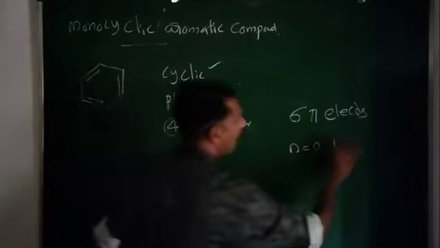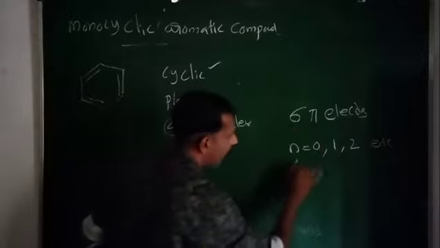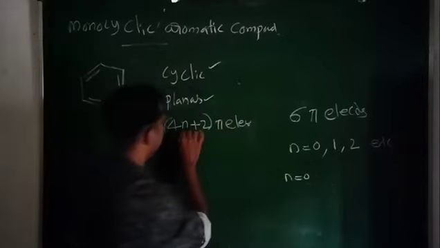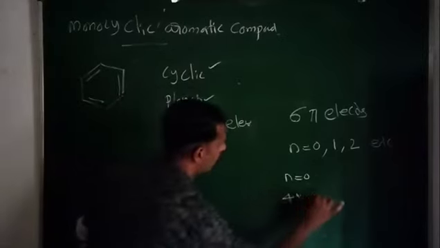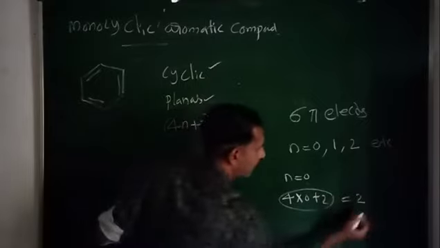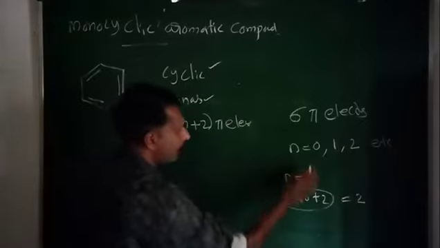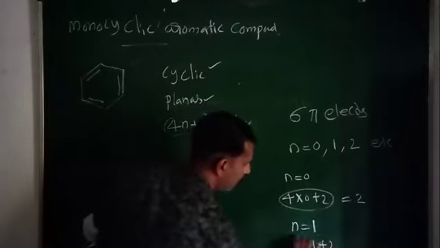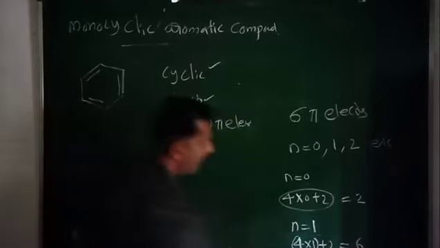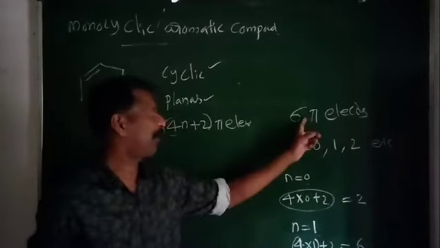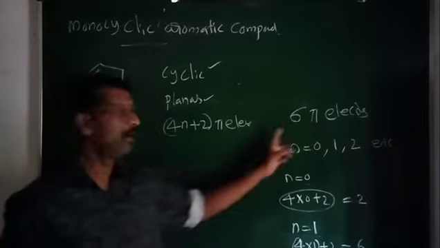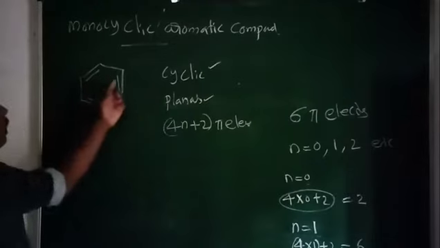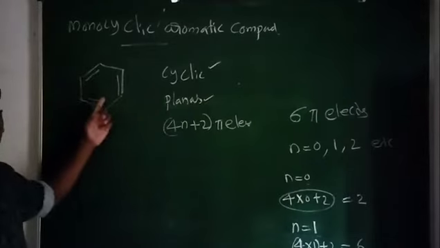First we give n equal to 0. In this equation, 4 into 0 plus 2, that means it is only 2. Now you can give n equal to 1. When n equal to 1, 4 into 1 plus 2, that means you get 6. That means this equation can satisfy the 6 pi electrons, and that is the number of pi electrons in this system. So that is matching.